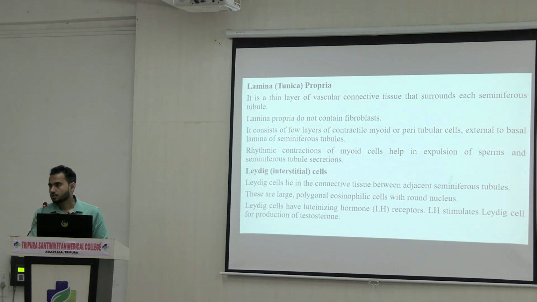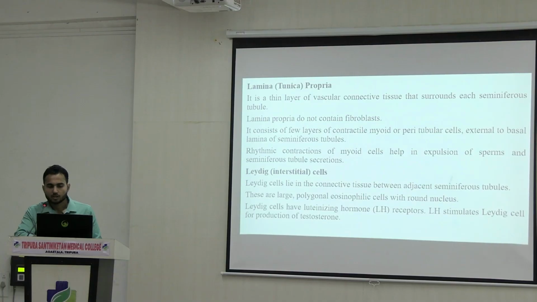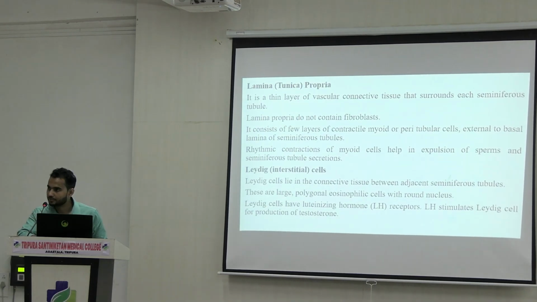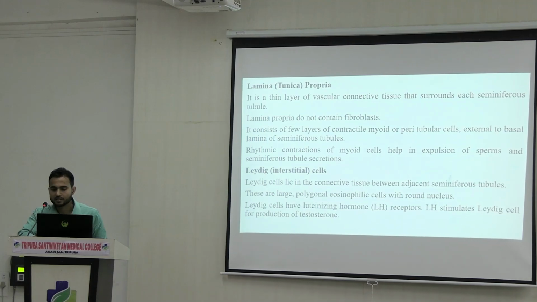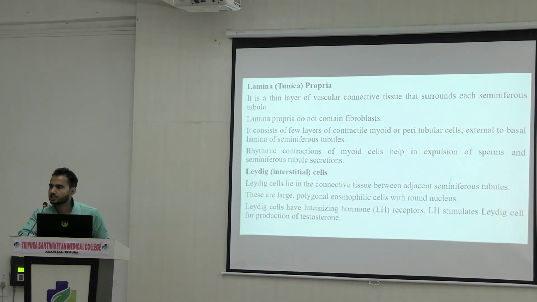Next, a small amount of connective tissue is present around each seminiferous tubule, and that is called the lamina propria, where fibroblast cells are absent. Now, this lamina propria which is present around the seminiferous tubule is a vascular connective tissue, and in that some myoid cells are present. Rhythmic contraction of those cells helps in expulsion of the spermatozoa.